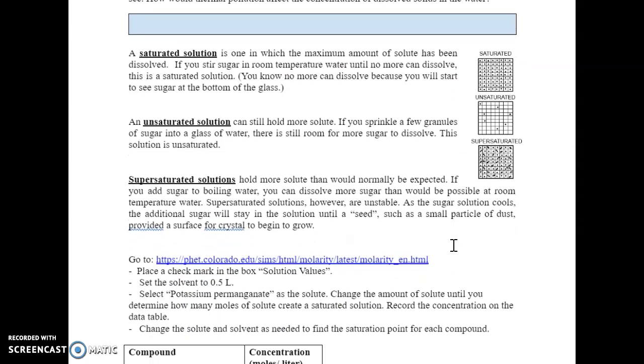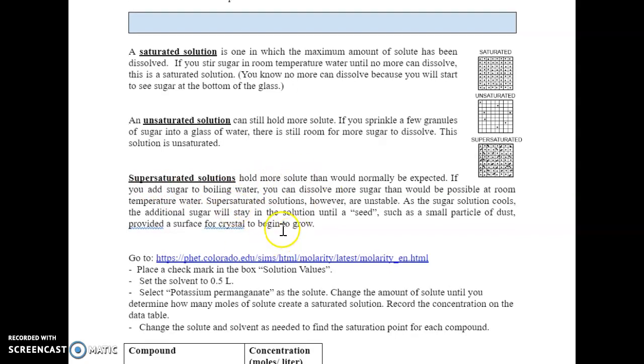So in the lab, we were looking at types of solutions. So we looked at supersaturated solutions. These are where it can hold more solute than normally expected because you heat it up. Unsaturated means there's just a little bit of powder in the amount of water. And saturated is it's holding the perfect amount.